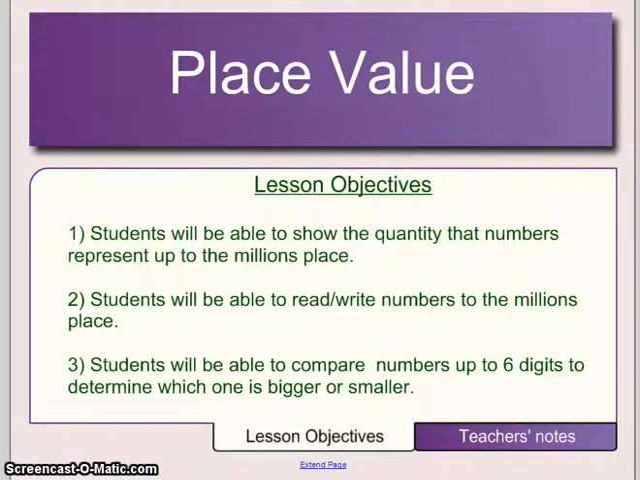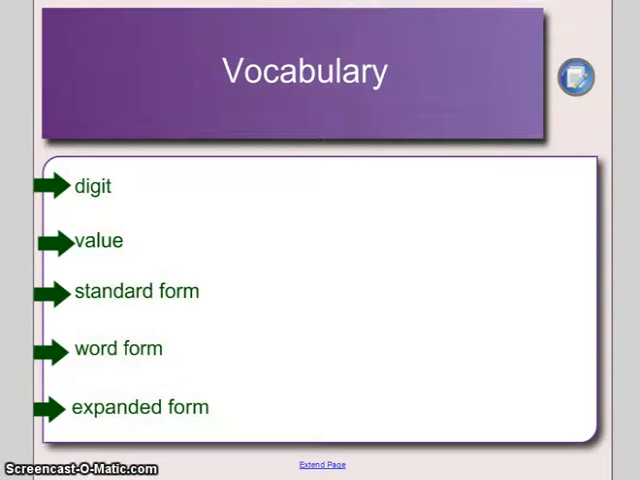So let's get started with some vocabulary first. Think about these words: digit, value, standard form, word form, and expanded form. What do you think each word means? Why don't you pause the screen here and write down what you think each word means.